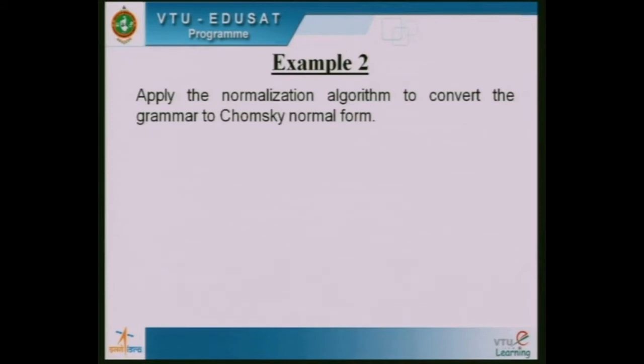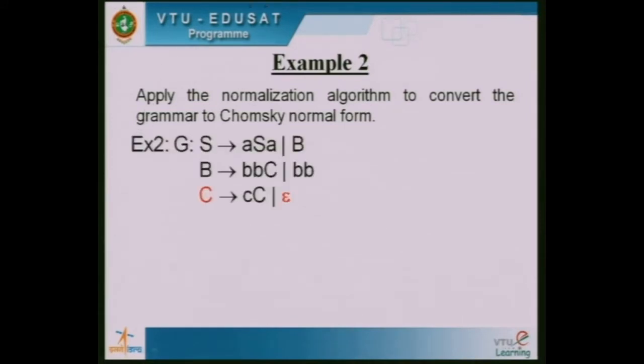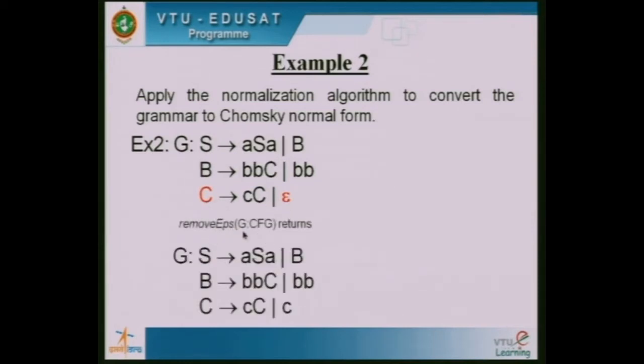You can see some more examples here. A simple example: apply the normalization algorithm to convert the grammar into CNF. The first step is eliminating epsilon productions. Do you have any epsilon production? C tends to epsilon. On applying remove EPS, the S production rules stay as they are, B tends to BBC, and if I apply C tends to epsilon, I will end up with BB, which is already there in this rule, and C tends to CC, and if C tends to epsilon, I will get a C terminal symbol.